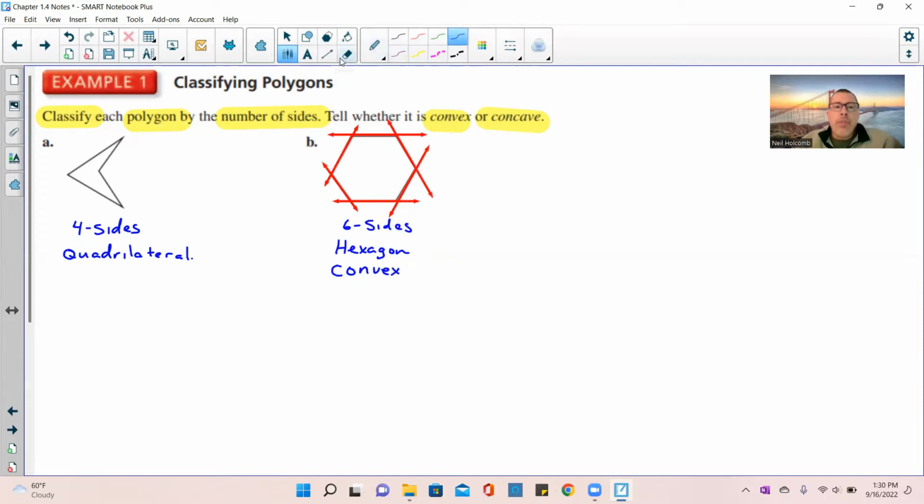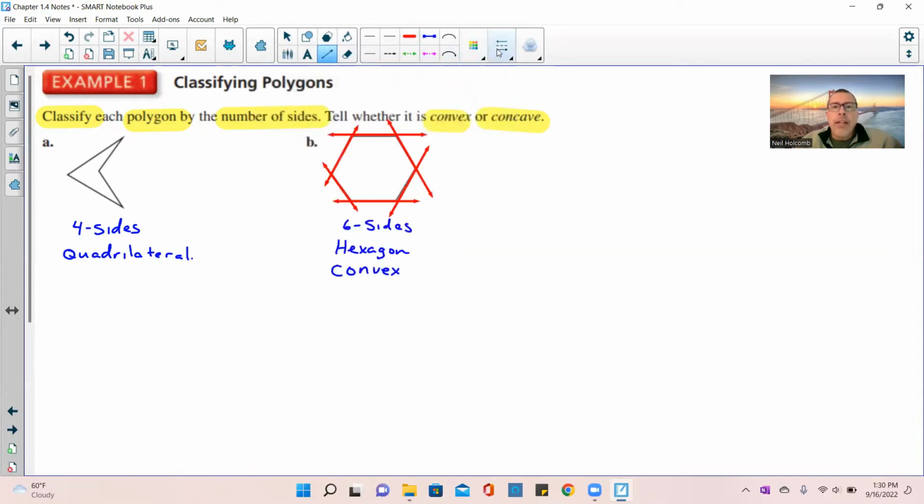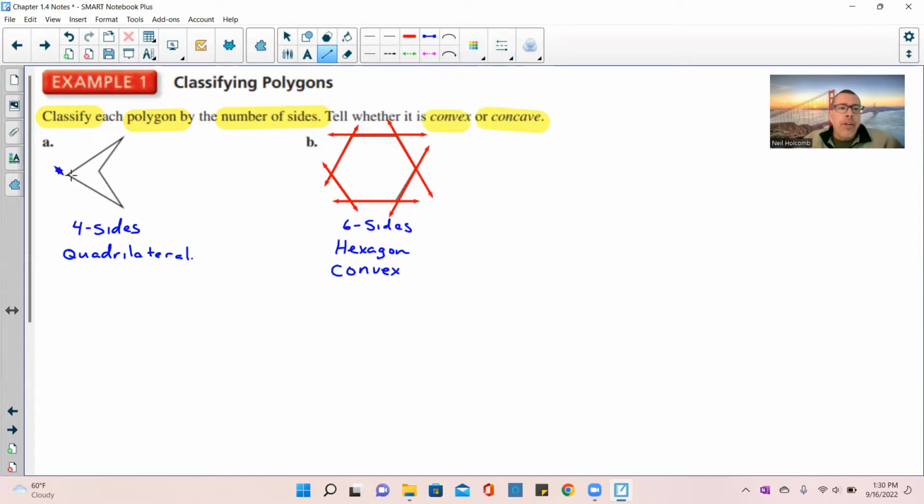Now, if I do the same over on part A, let me go back to my line and arrows at both ends. Let's do this one in blue. So if I draw this line, sure, great, it never went through the interior. But if I move that line now to say this side here, make that a little thinner too.